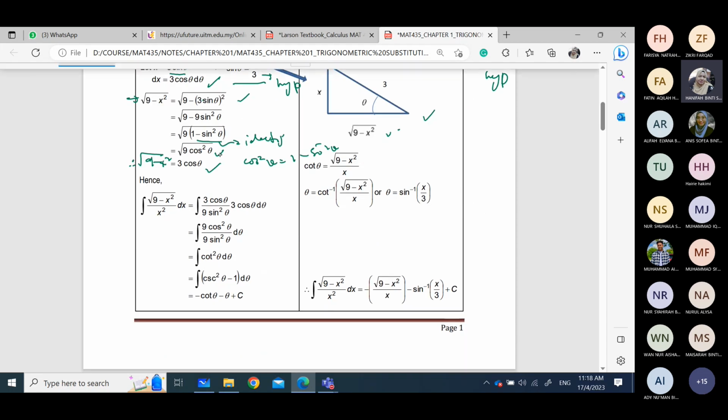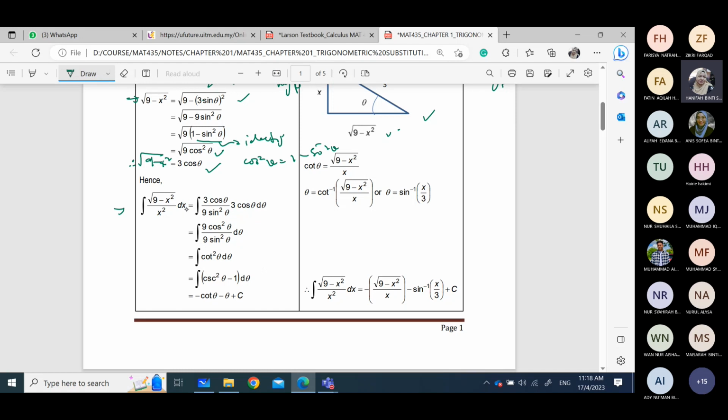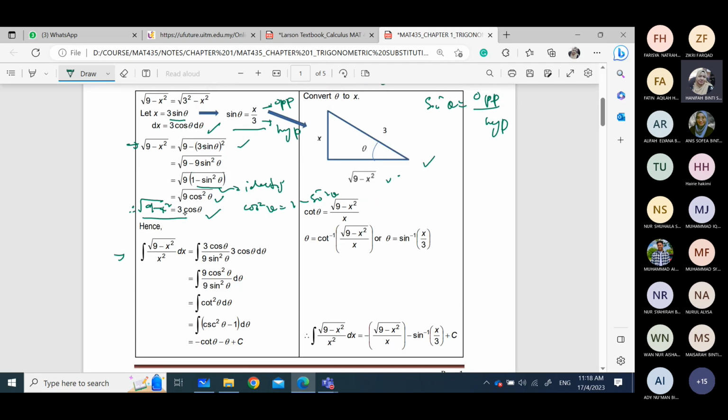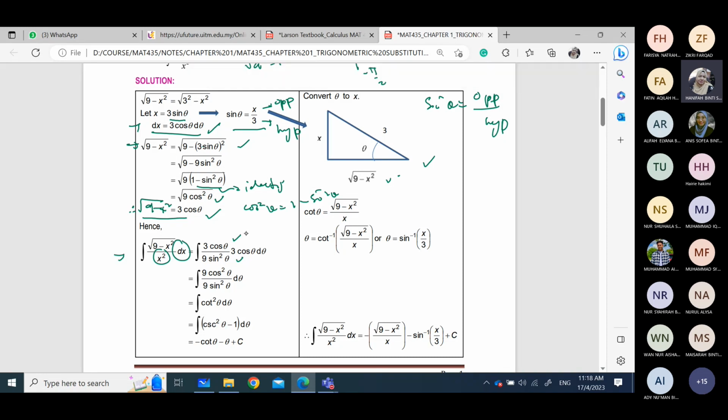Next, the integral of square root of 9 minus x squared over x squared dx. Likewise, you just substitute. For this radical, we have 3 cosine theta. For x squared, it is equivalent to 9 sine squared theta. Where do we get 9 sine squared theta? Based on this, x is 3 sine theta, so x squared is 3 sine theta to the power of 2, which gives 9 sine squared theta. We take this one because we want to change x to theta. Here dx is equivalent to 3 cosine theta d theta. You just take it and put it in here.